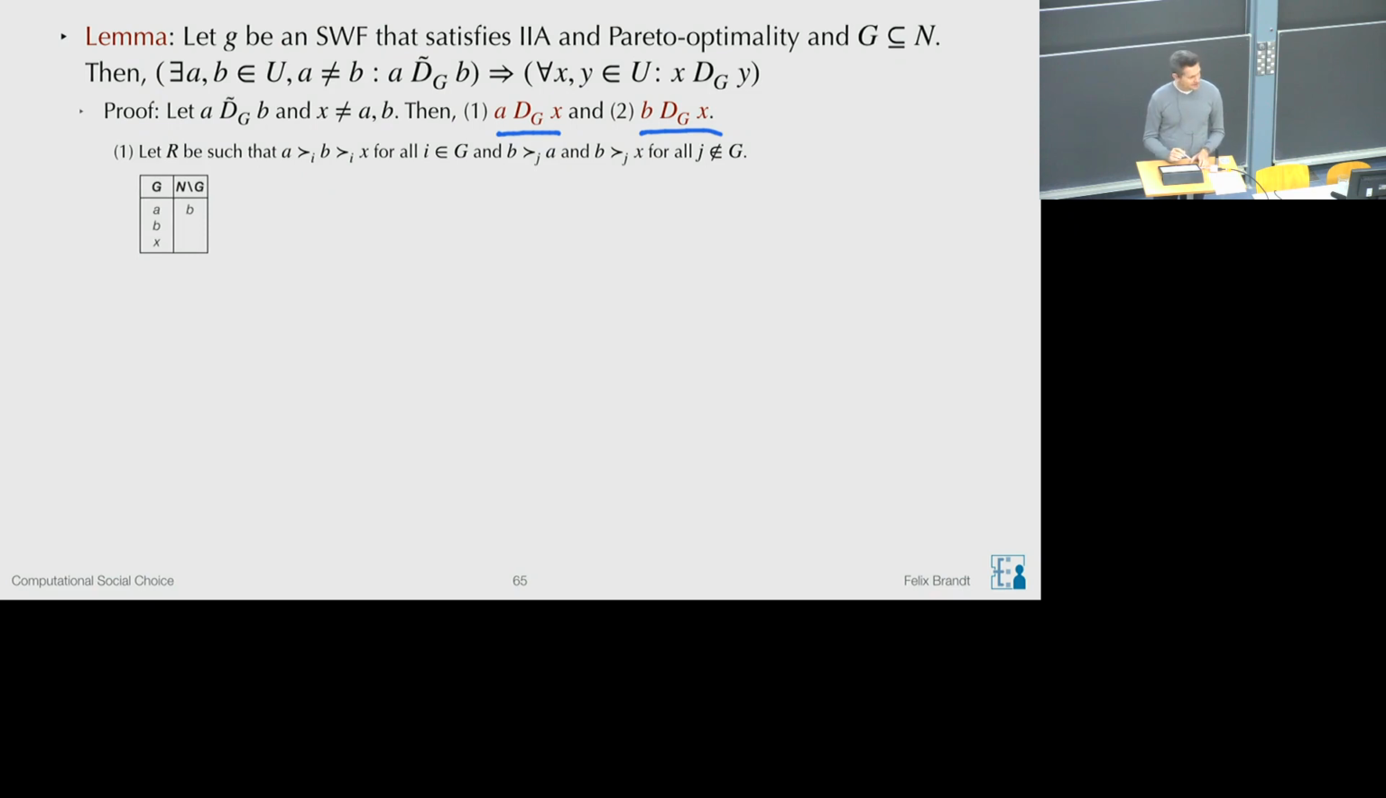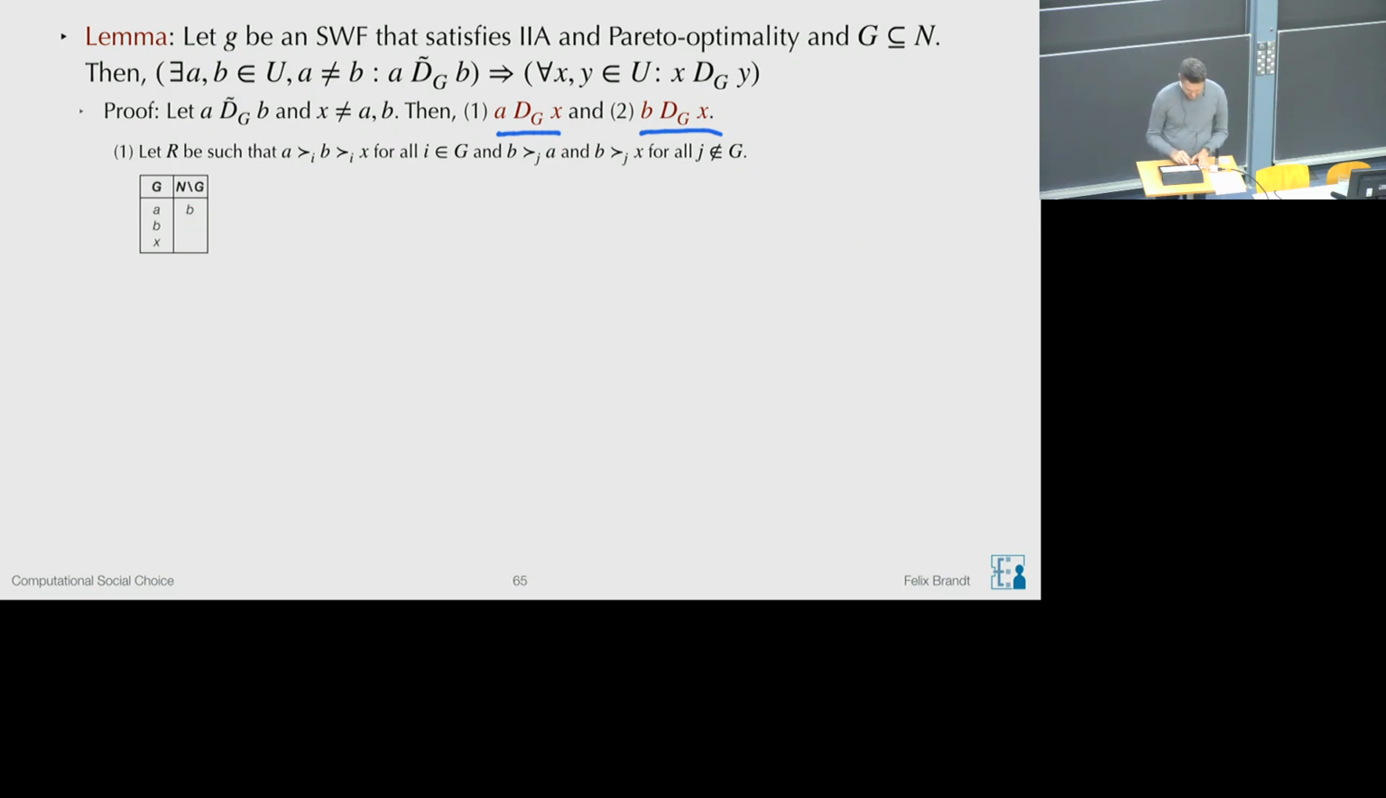It could look like this. The first voters in group G have these preferences here. The other ones prefer B the most, and then A and X could be anything. Could be A is better than X, or X is better than A. There could be indifference. Anything would be allowed here below.